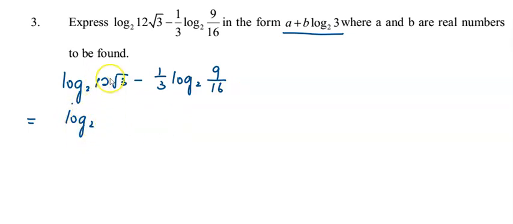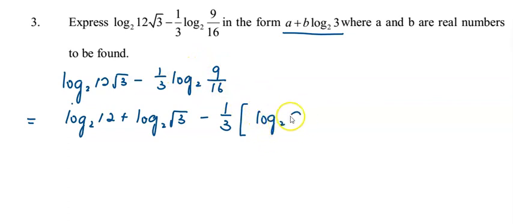Firstly, I will split this first log into two terms by rewriting it as log 12 plus log 3, and they should have the same base, that is 2. And how about this one? Same thing, 1 over 3 is the coefficient. Then I'll split this into log 9 minus log 16 to the base of 2.